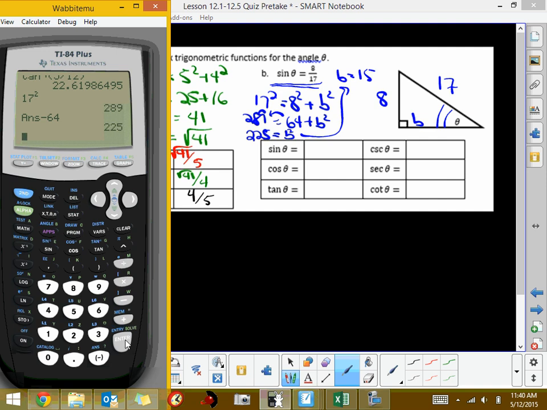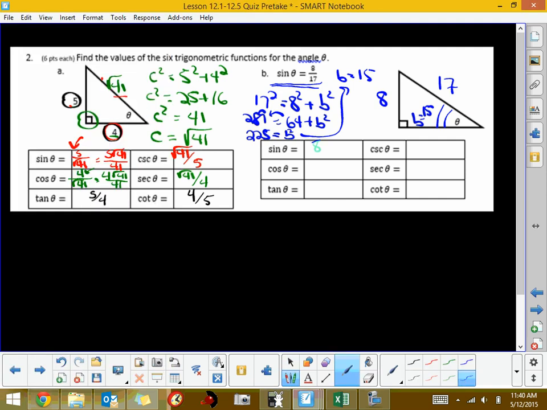If I take the square root of 225, which is the same thing as raising it to the 1/2 power or the 0.5 power, you can see that it's 15. So now I have all the missing pieces. I know that this side b down here is 15. So now let's go grab all the ratios that we need. The sine is the opposite, which is 8 over 17. Sorry, I'll get a color you can see. 8 over 17. The cosecant is the reciprocal, so 17 over 8.